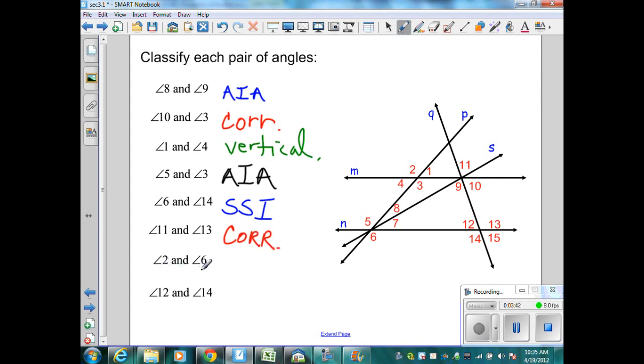Angle 2 and 6. Angle 2 and 6 have P as a transversal. The other two lines are N and M. They are on opposite sides of my transversal and are outside of my two lines. Therefore, these are alternate exterior angles. Angle 12 and 14, we know from previous sections as a linear pair.